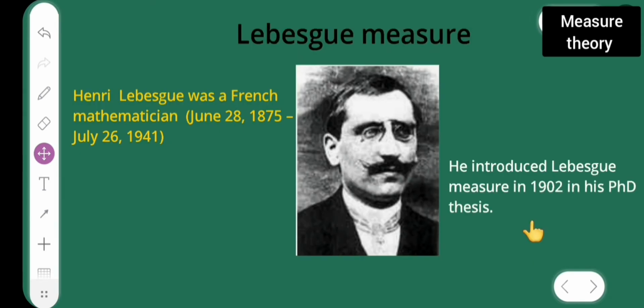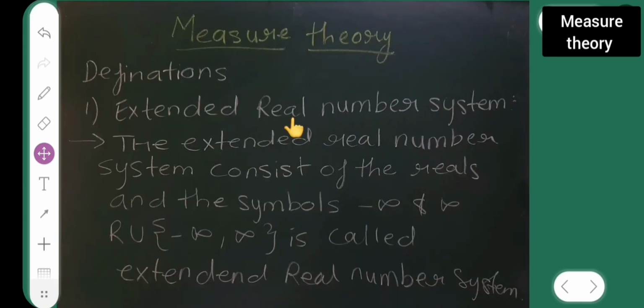So we have seen who introduced this Lebesgue measure. Now, this is the first chapter, measure theory, right? Let us start with the definition first. Extended real number system. Now, what is an extended real number system?